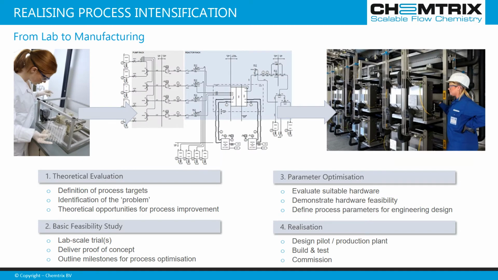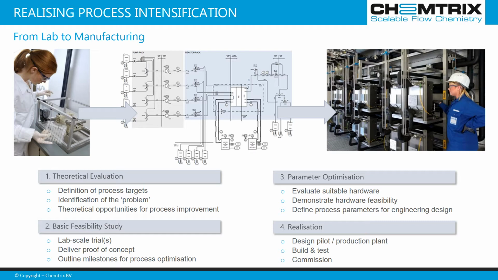So how do we go about designing a process that we believe will go from lab through to manufacturing using continuous flow processing? We start with theoretical evaluation. This is critical to define the process targets and really get to grips with the actual problem that you're trying to solve by developing a flow process. Within this phase, we also look for theoretical opportunities for process improvement, and together with the end user, discuss those opportunities that are viable or not viable for a given business case.